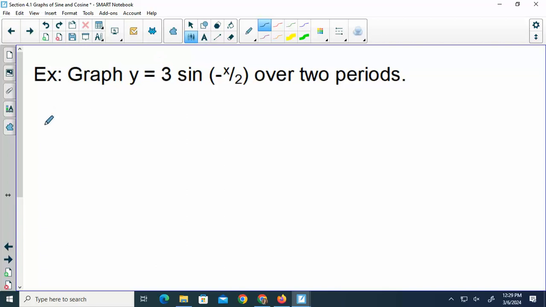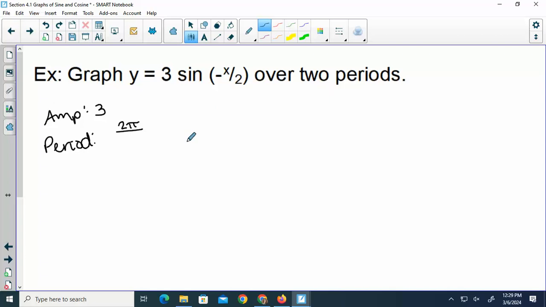Amplitude is 3. I don't know if the power is right. Probably did. How do we find the period? 2 pi over b, which is the thing with the x. 2 pi divided by the coefficient of x.